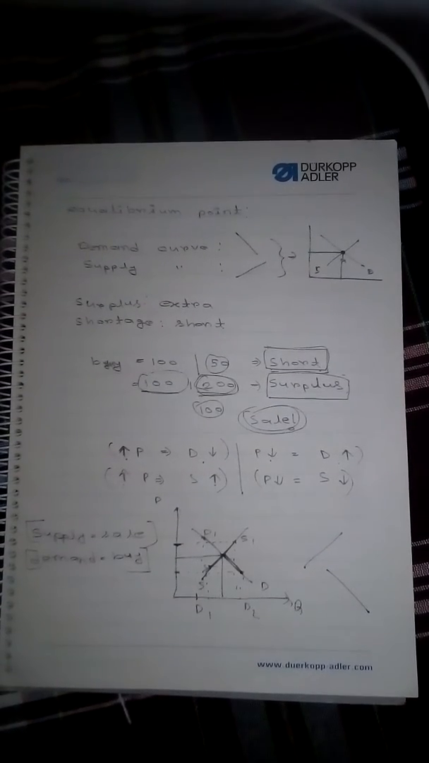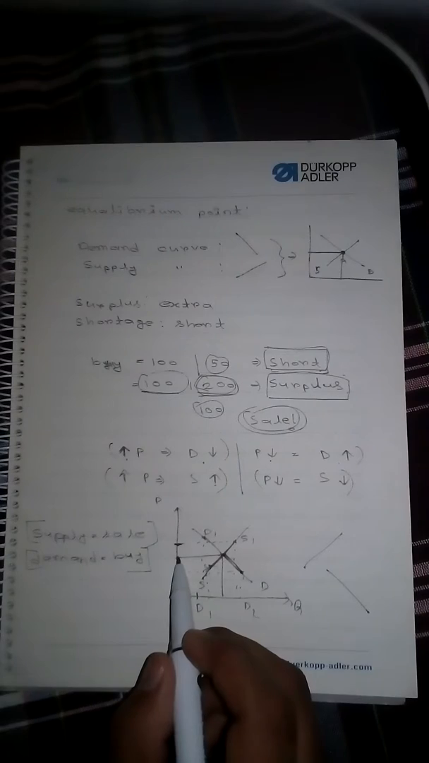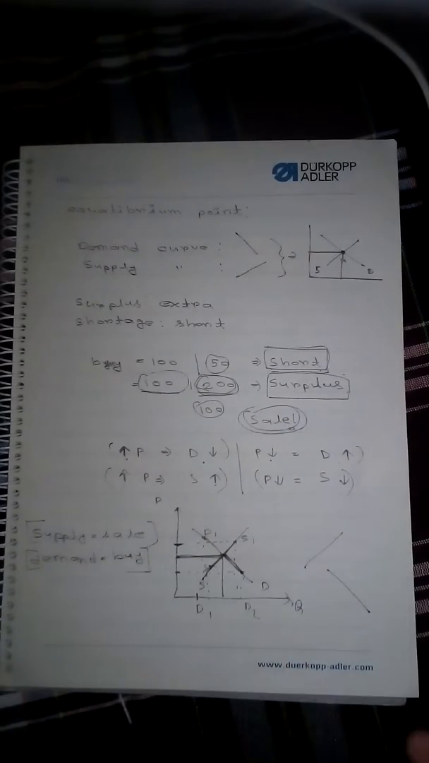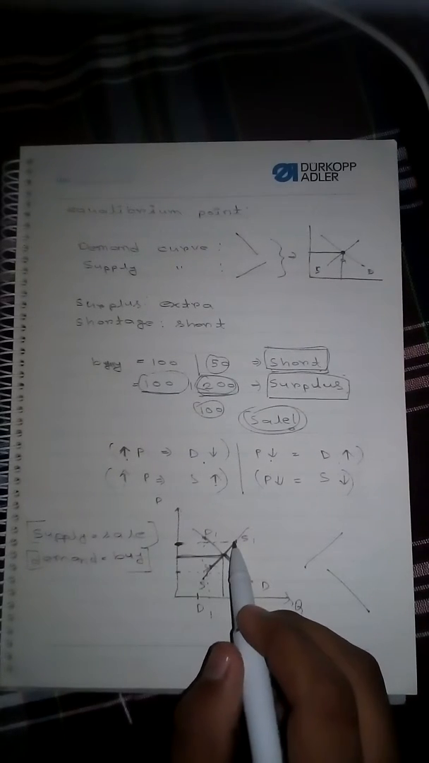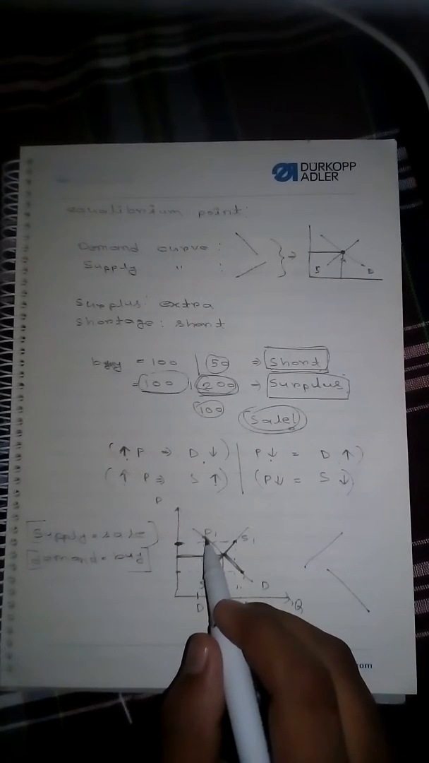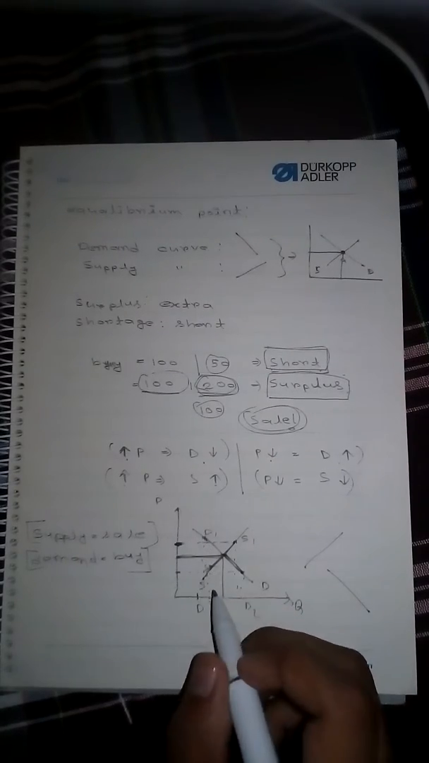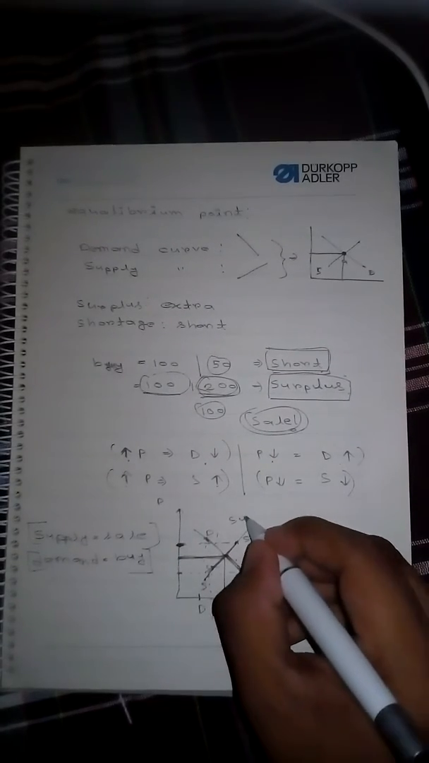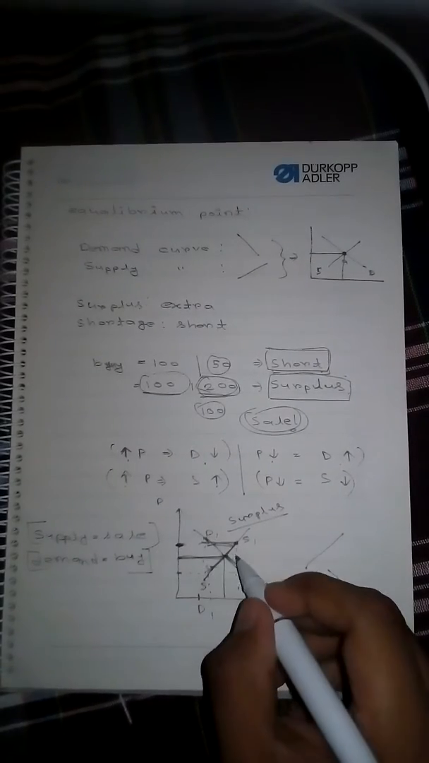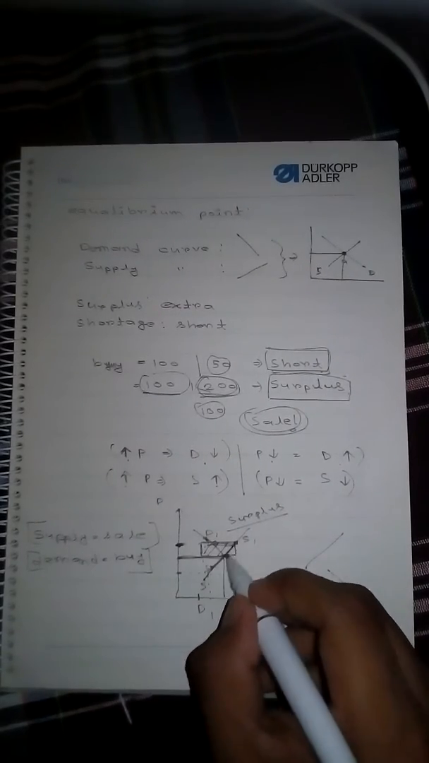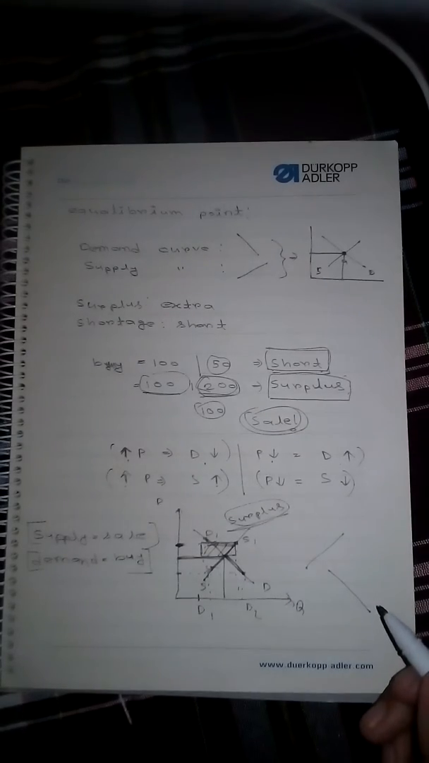Okay, so if the market price goes high, then the supply will increase and the demand will decrease. So now what will happen? This one is at surplus, because here supply is high, and if the supply is very high, it will make the market surplus.